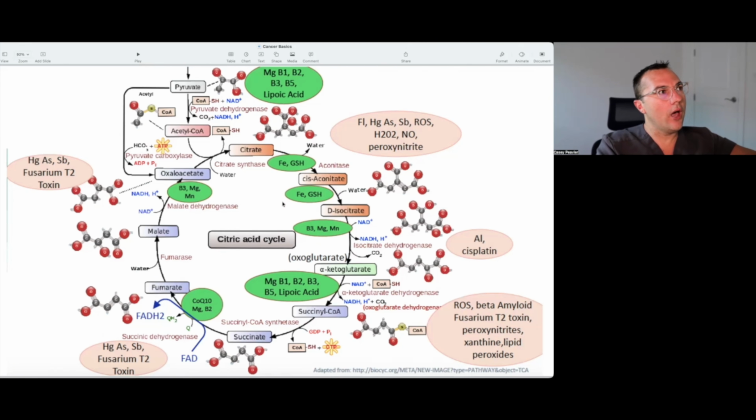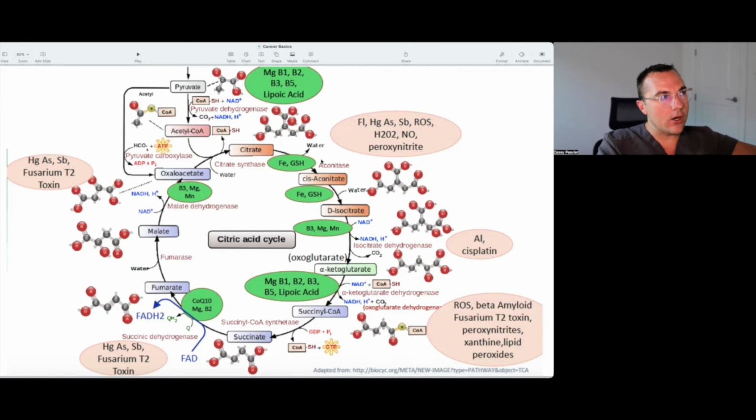And on the flip side, in the salmon-colored bubbles, these are toxins that can inhibit these enzymes from actually working. Here's fluoride, mercury, arsenic, and a bunch of different types of reactive oxygen or nitrogen species. That's going to make aconitase, even if it has the cofactors, not as effective or efficient.